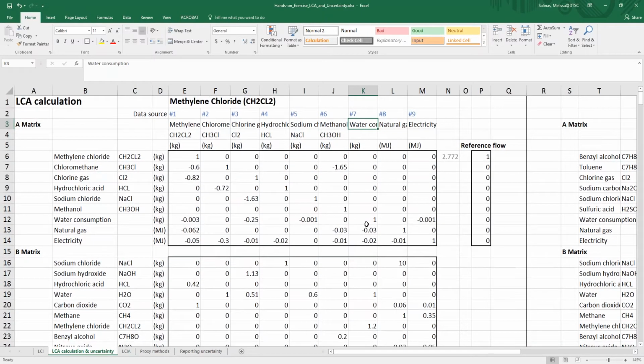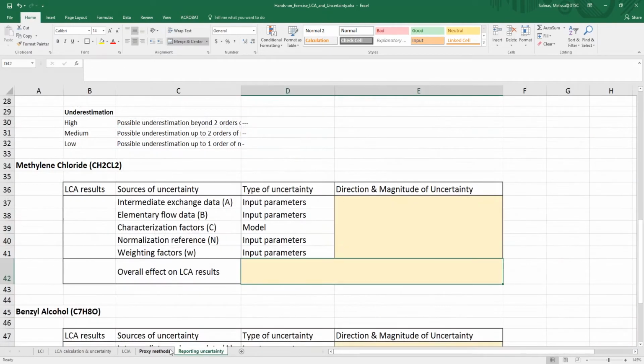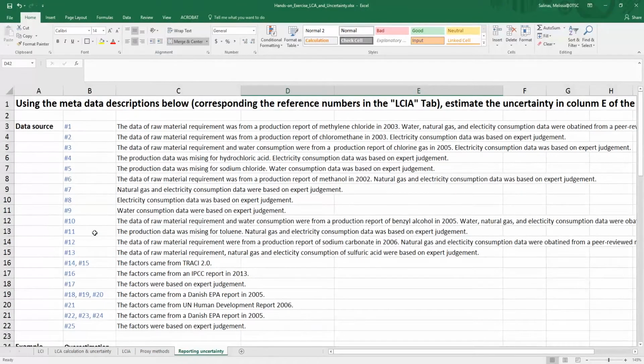So in that case, for the human health, the overall weighted result is pretty much governed by this one particular data source, which is number 7. Then, let's look at the description of number 7. Natural gas electricity consumption data were based on expert judgment. Very uncertain in that case.